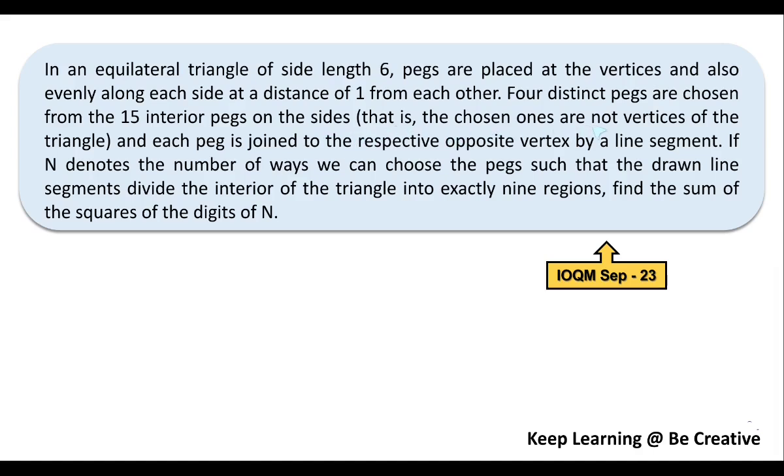That is, the chosen ones are not the vertices of the triangle, and each peg is joined to the respective opposite vertex by a line segment. If n denotes the number of ways we can choose the pegs such that the drawn line segments divide the interior of the triangle into exactly 9 regions, we need to find the sum of the squares of the digits of n. So let's see how we are going to solve this problem.